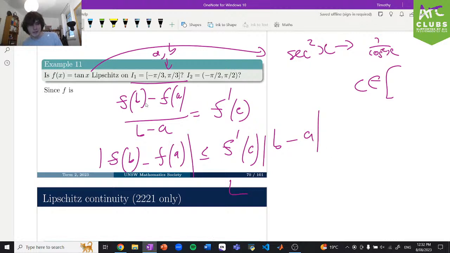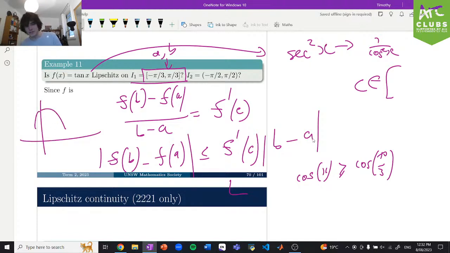x. Now we know in this region here that cos of x is going to be greater than or equal to cos of pi on 3, because pi on 3 is the edge of this function here. So we can say it's going to be greater than or equal to cos of pi on 3.